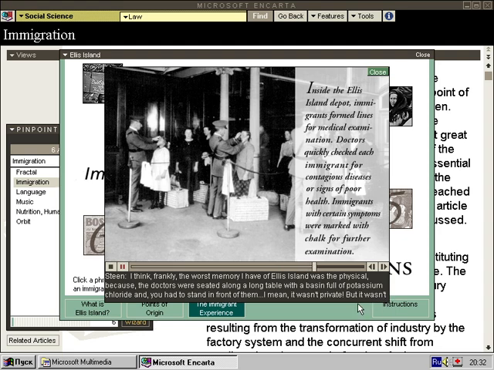But remember, this was the height of immigration. They were coming in by the thousands. I mean, the day I was there, I'd say maybe 3, 4, 5,000. Who counts? You know what I mean?